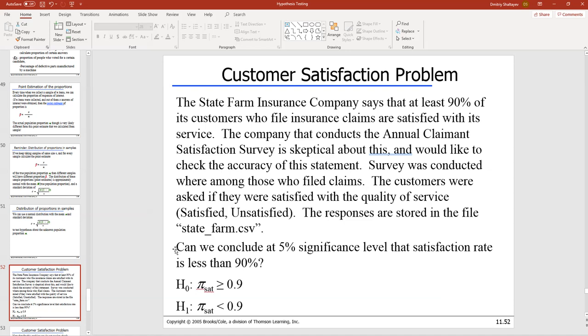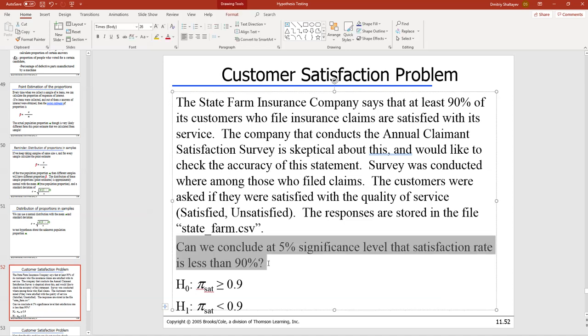Okay, here is the research question, the purpose of this whole hoopla. Can we conclude at 5% significance level that the satisfaction rate is less than 90%? So originally State Farm Insurance says that the satisfaction rate is 90 or above, but we're skeptical, so we're going to conduct our own survey and find out if the actual true percentage or proportion of people who are satisfied with the claim is under 90%. Okay, so this is my research statement.